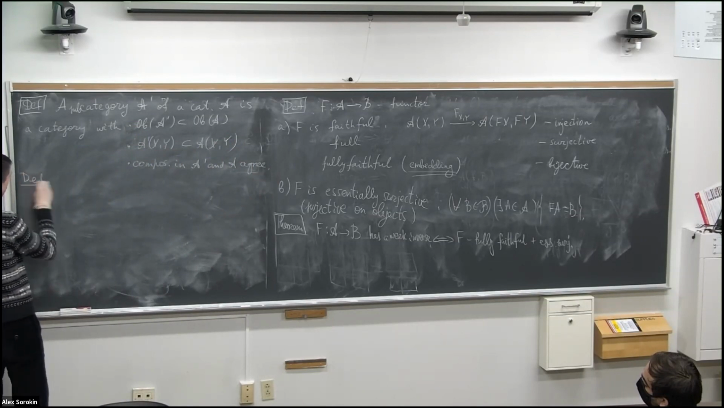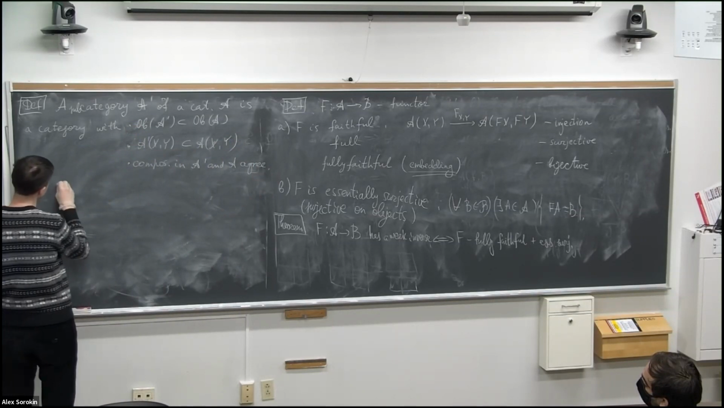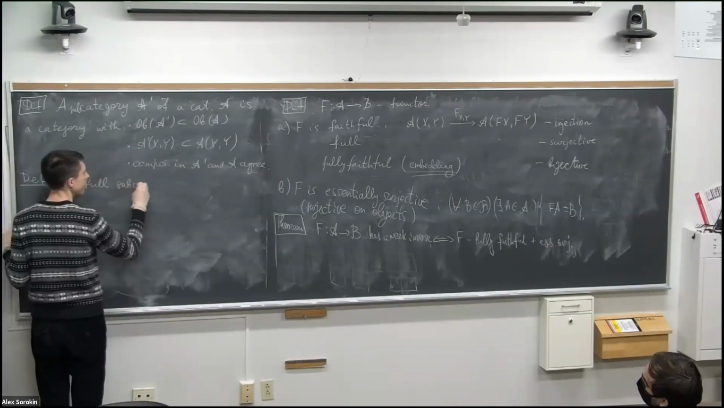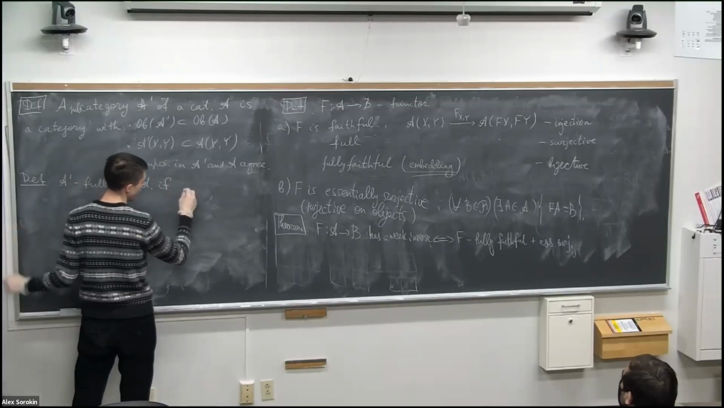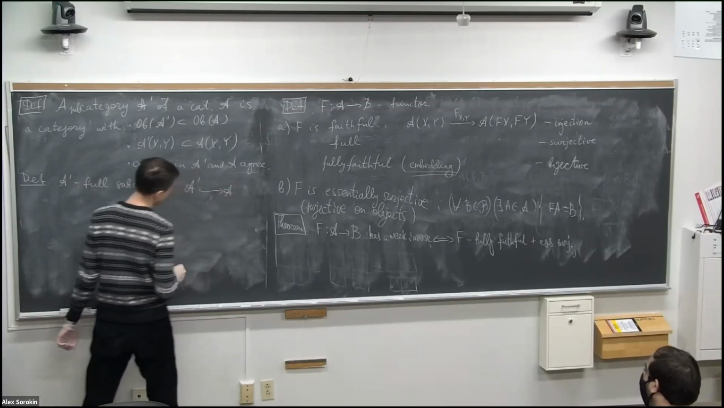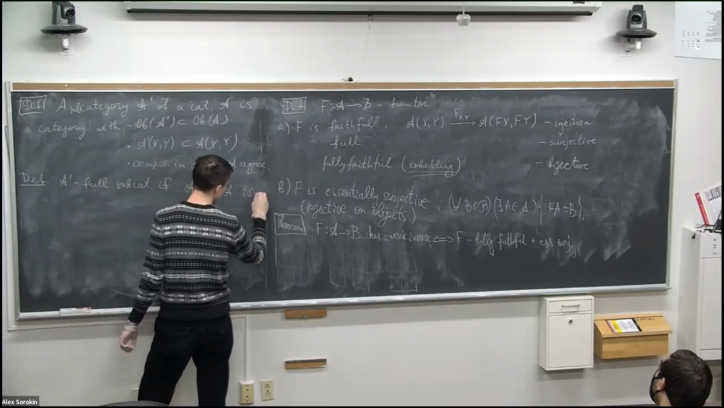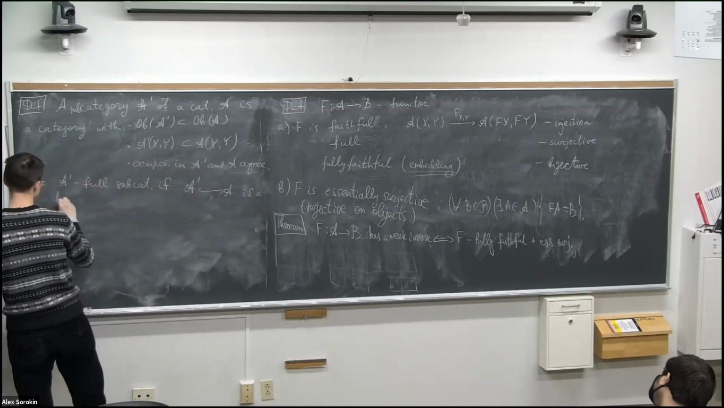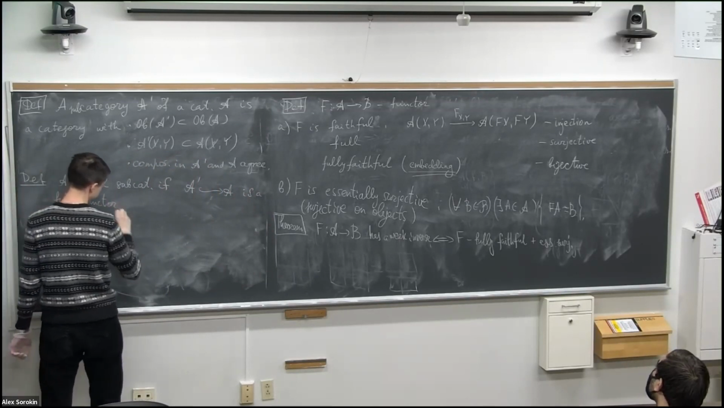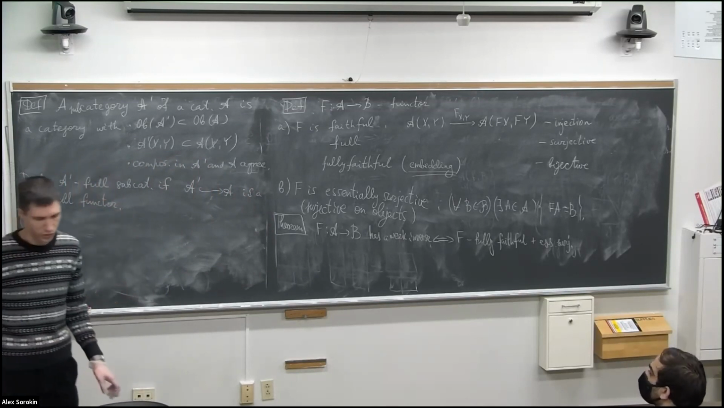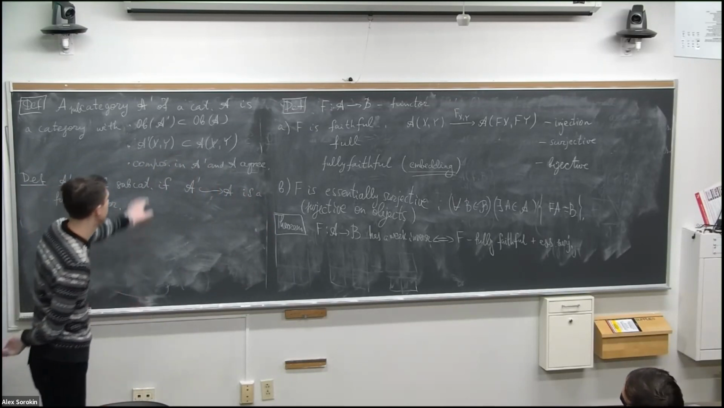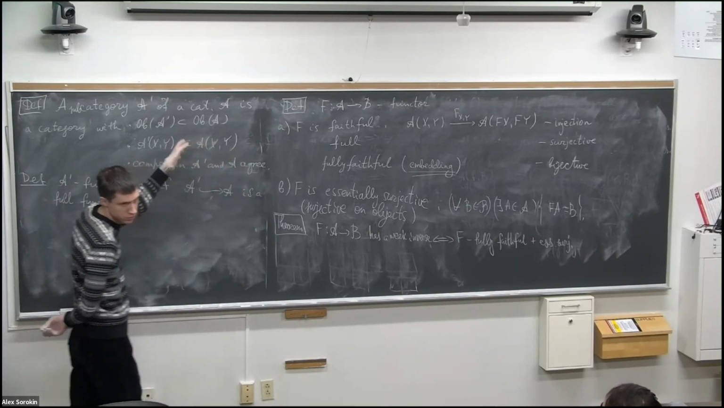Definition. A prime is a full subcategory if the inclusion functor from A prime into A is a full functor. So we don't require that they be equal. It's not an embedding, it's a full functor.